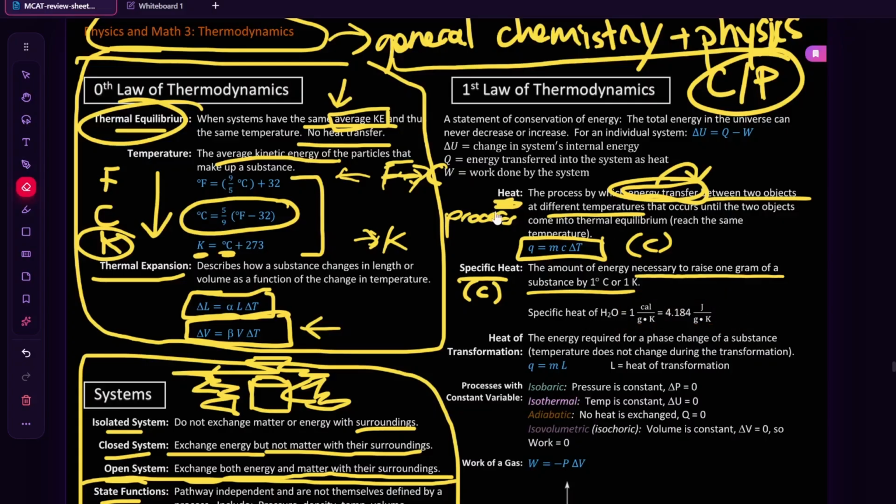Sometimes they won't give you the specific heat of water, which is why you have to memorize it. Otherwise, if you have a different substance, they might just give you the variable. So yeah, that is specific heat. And that's your heat formula.